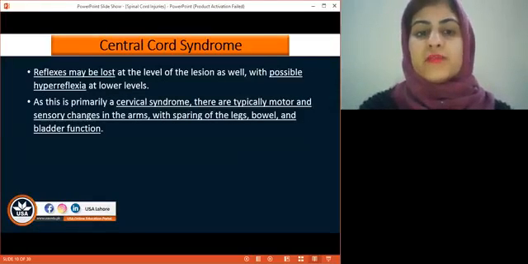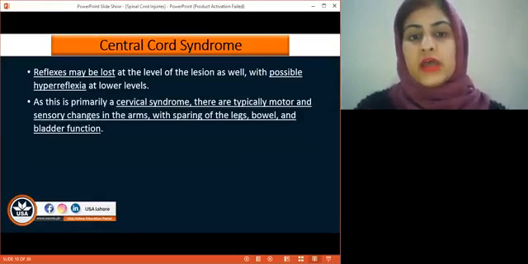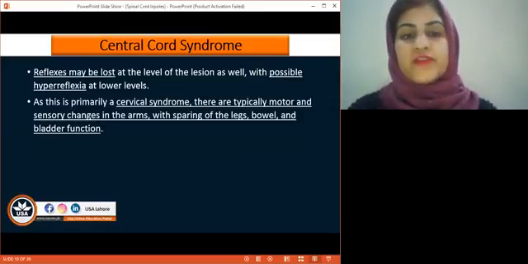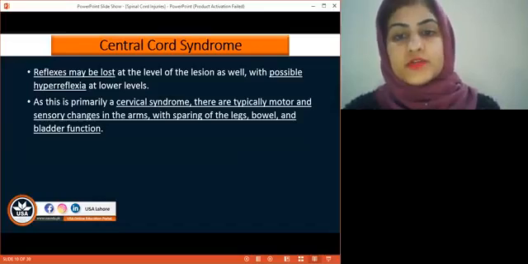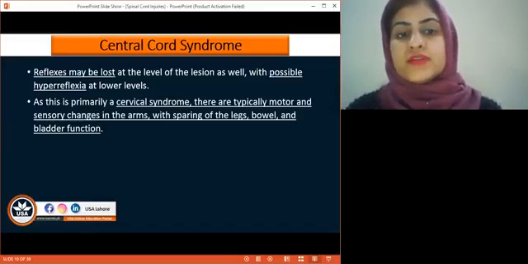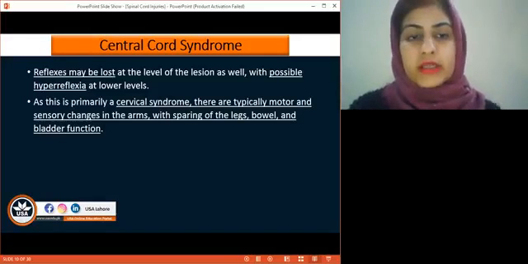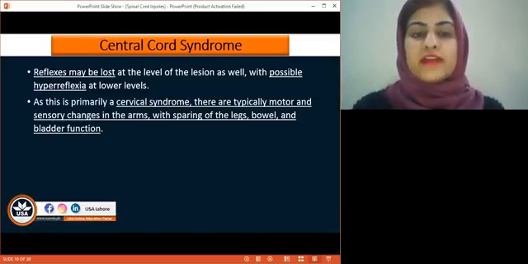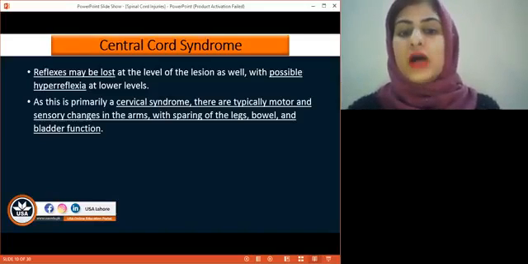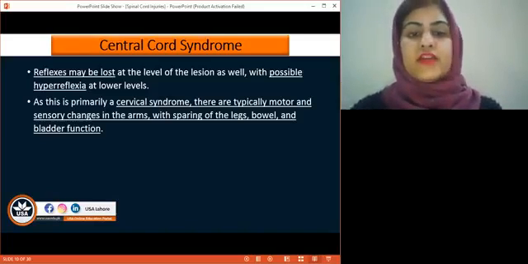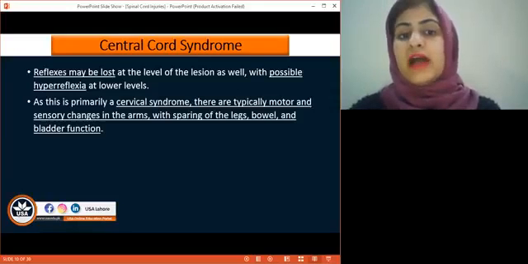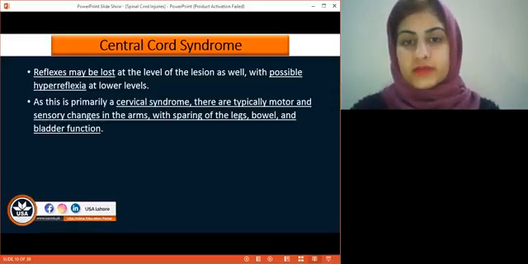The reflexes may be lost at the level of the lesion, with possible hyperreflexia at the lower levels. As this is primarily a cervical syndrome, there are typically motor and sensory changes in the arms as well. But the legs, bowel, and bladder function are all spared. So what's more affected? The motor and sensory changes in the arms are more affected, and the reflexes may be lost with possible hyperreflexia at the lower levels.